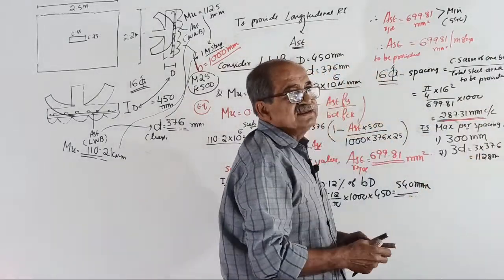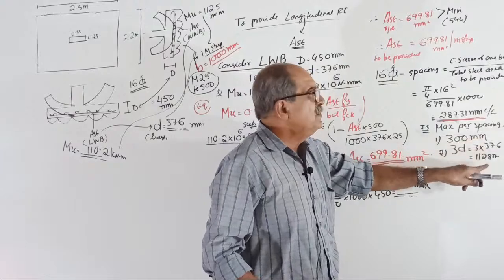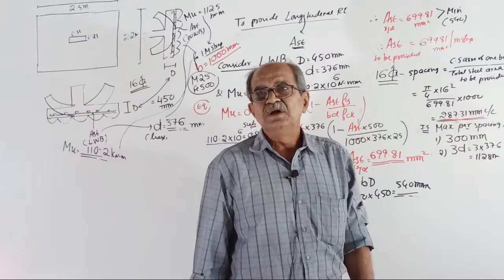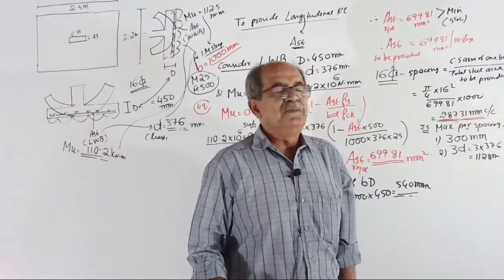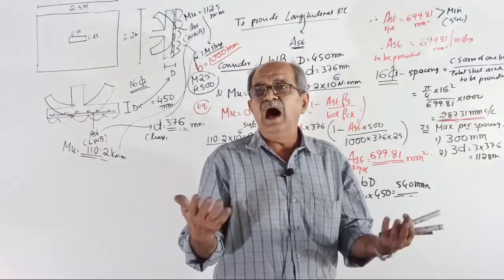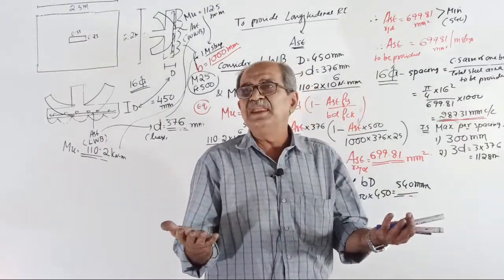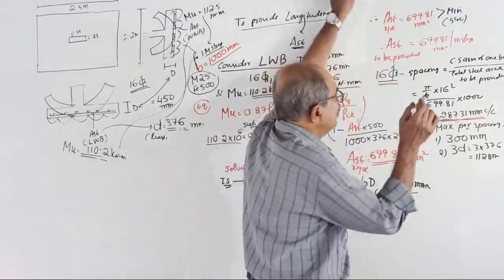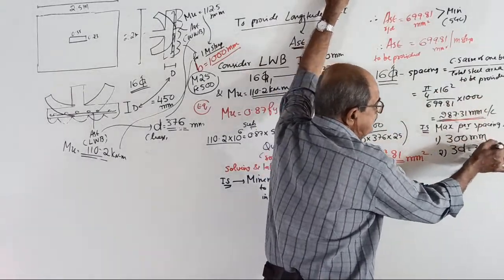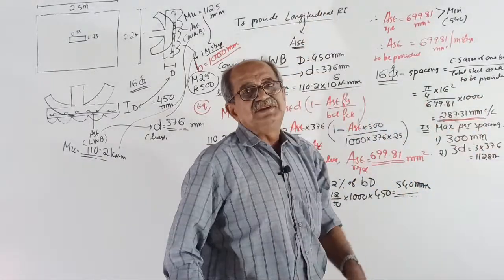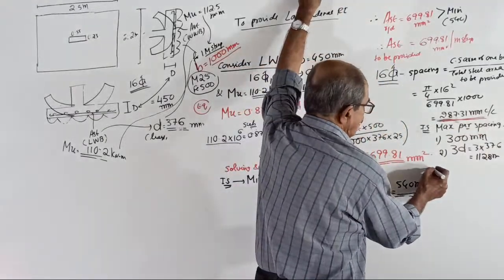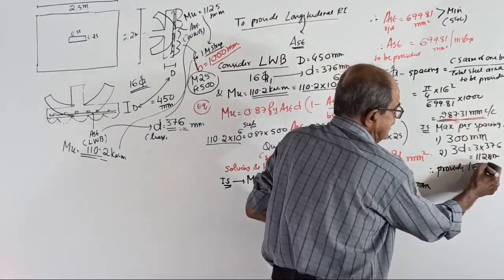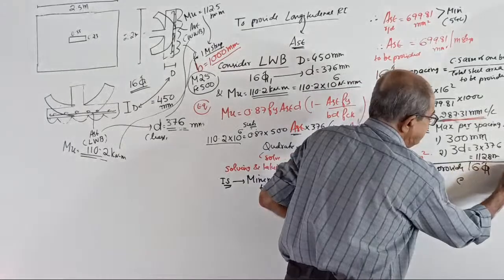287.31. IS code told should not provide more than this one. This I am telling only for the general public, those who are new. Those who are my usual students, if I explain, you should protest and tell, sir, why are you insulting us? This we know hundreds of times, but still. So you have to compare these values and provide whichever is least. Therefore, provide 16 torr at some spacing.